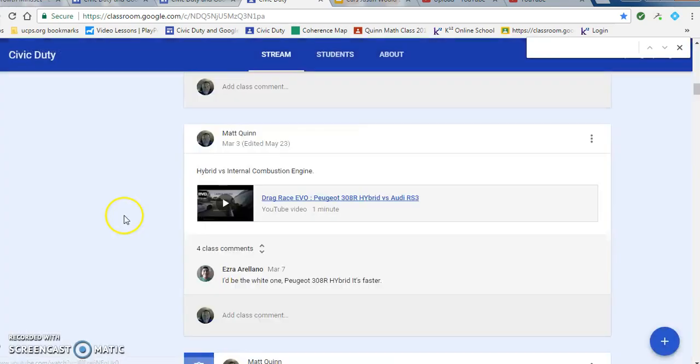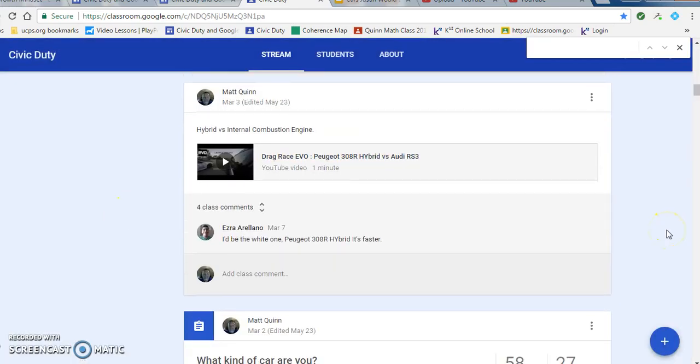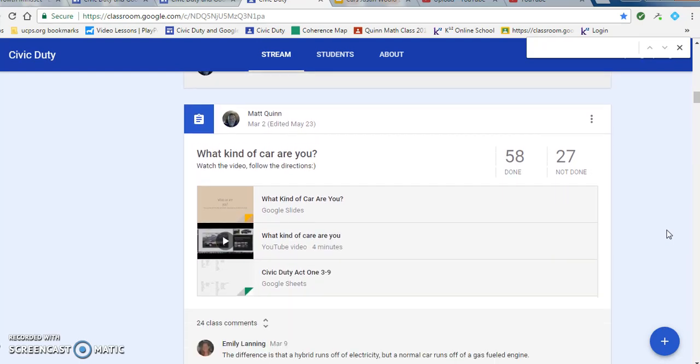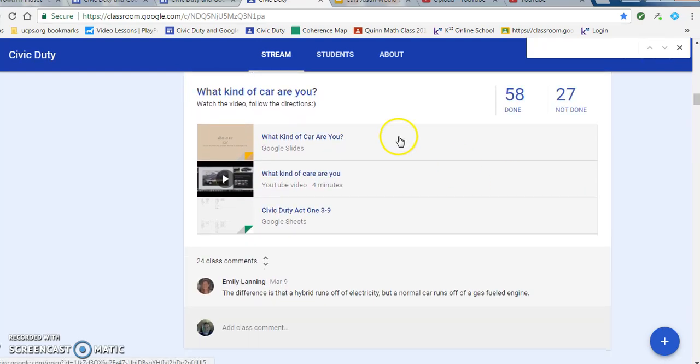And it leads into the next little assignment. This was all in one day. And once again, I know I've got a misspelling on here. If you look, what kind of care are you? It was supposed to be car, so I don't know if I want to go into the YouTube video and try and edit it out. Maybe I will later.